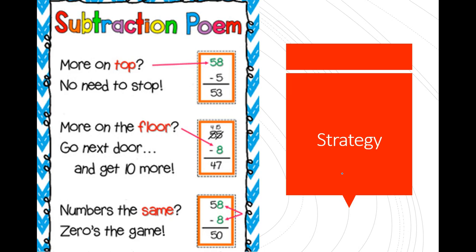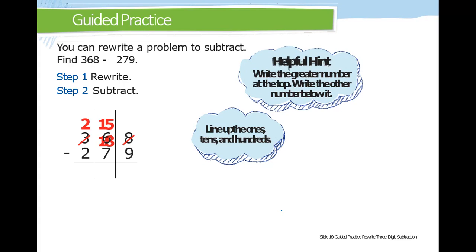Don't forget our subtraction strategy. More on top, no need to stop. More on the floor, we need to go to the next door and get 10 more. Numbers the same, zeros the gain. We're going to rewrite the problem to subtract.